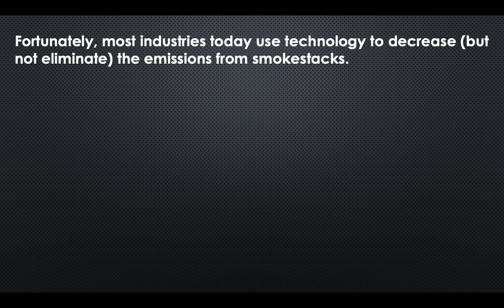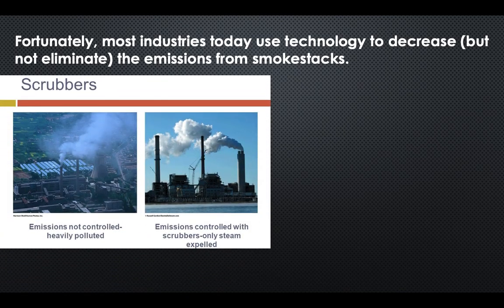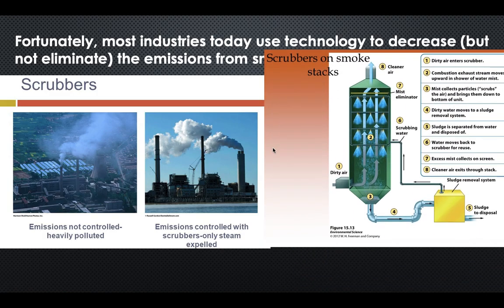Now, fortunately, most industries use technology to decrease, but they can't completely eliminate emissions from smokestacks. So here is an example of a smokestack that is not using any sort of technology to get rid of the SO2 and NOx. This one is. And this one, thankfully, looks a lot like the ones I see in our area. What's coming out here, the smokestack, it's not smoke, it's actually just water vapor. They're using what we call a scrubber system.